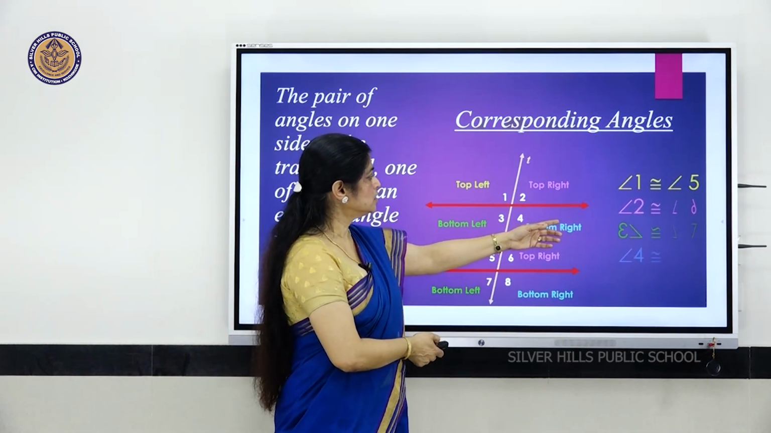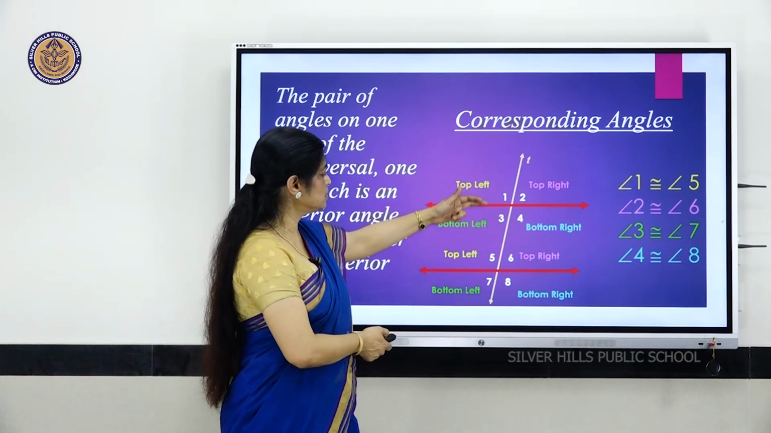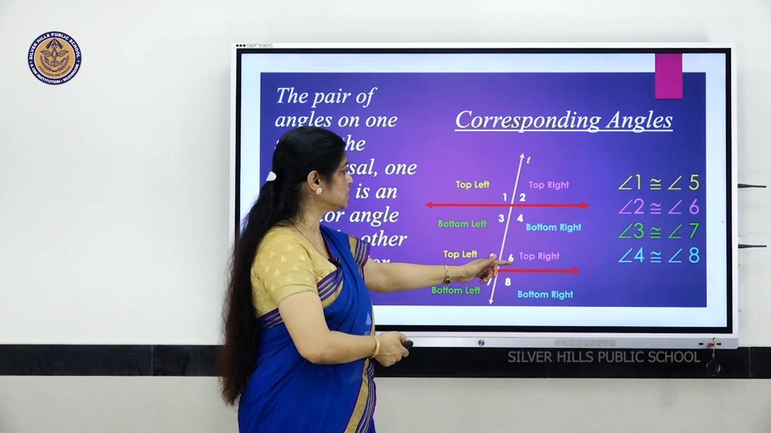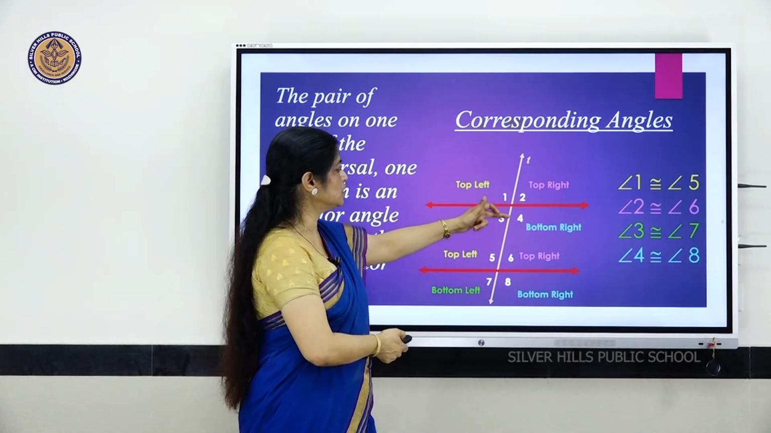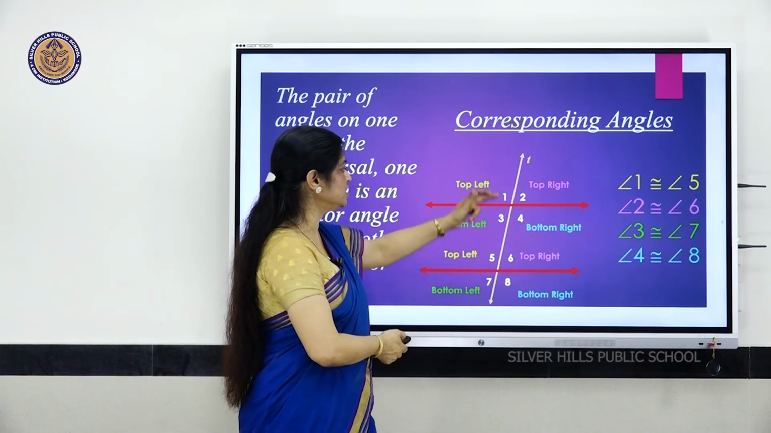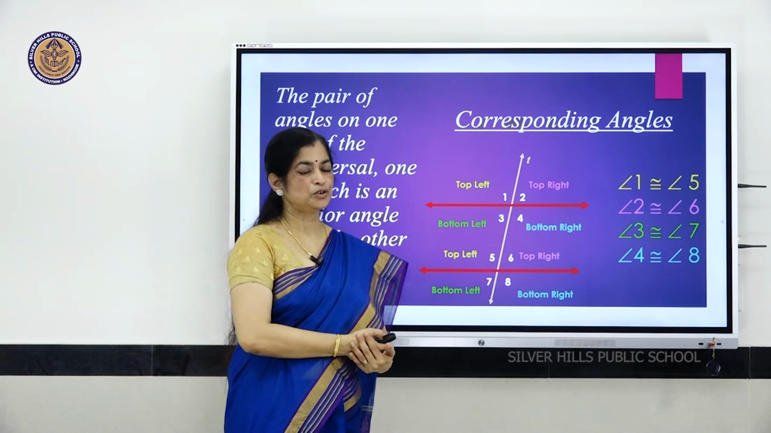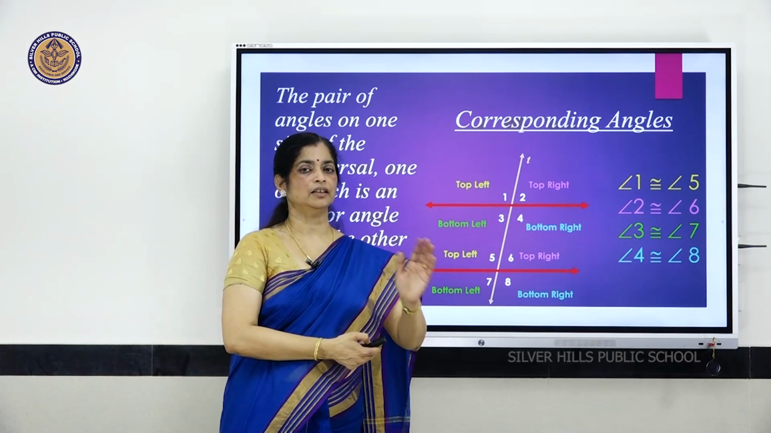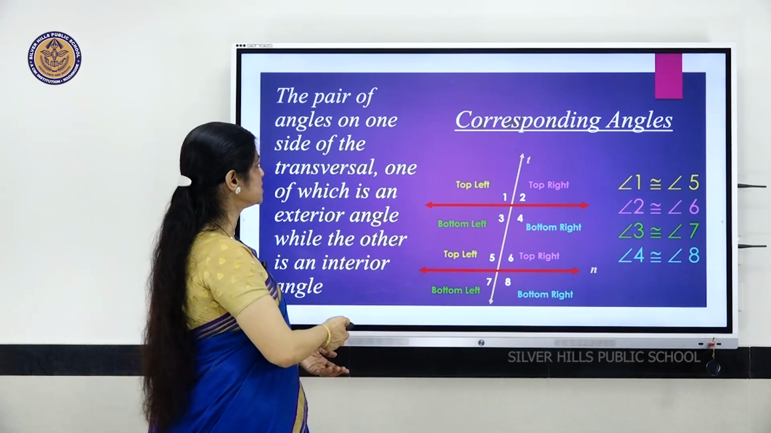Angle 1 is equal to angle 5, angle 2 is equal to angle 6, angle 3 is equal to angle 7, angle 4 is equal to angle 8. These are called the corresponding angles. One should be an interior angle, the other one should be an exterior angle, and they should be on one side of the transversal.